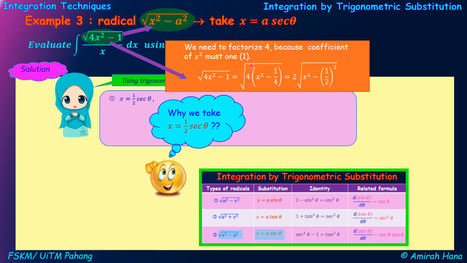After that, we can simplify square root of 4, so we have 2 here. And we still have square root of x squared minus, from 1 over 4, we can write 1 over 2 in brackets squared, because we want to write it in the form of a squared. From here, when we compare, we now have the coefficient of x squared equal to 1, and our a equals half. So we replace a, and we get x equals half sec theta.